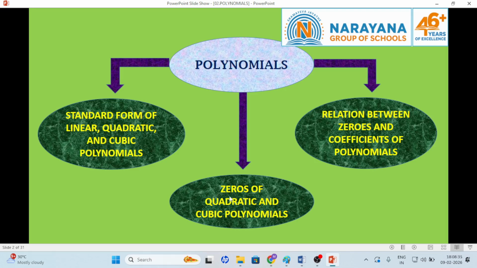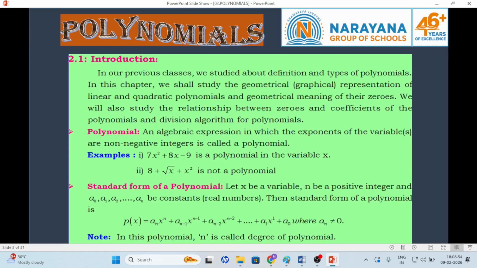And then finding the zeros of quadratic and cubic polynomials, and the relation between the zeros and coefficients of the polynomials. So these points we are going to discuss. From this, 8 marks are provided in the approach for the public examination. So let us move on to the introduction.